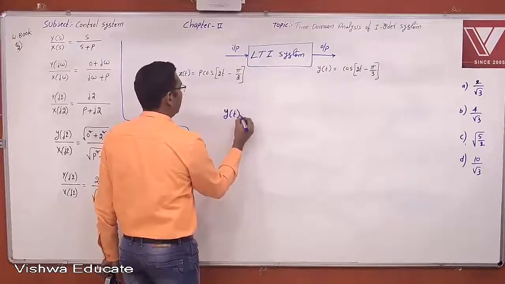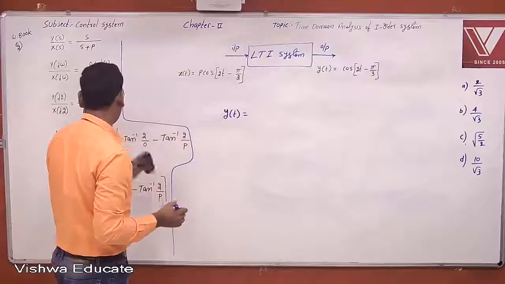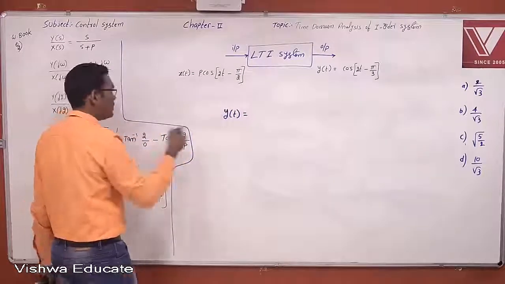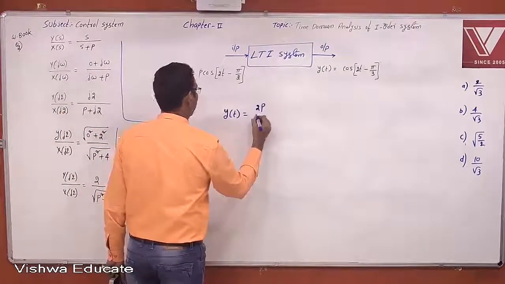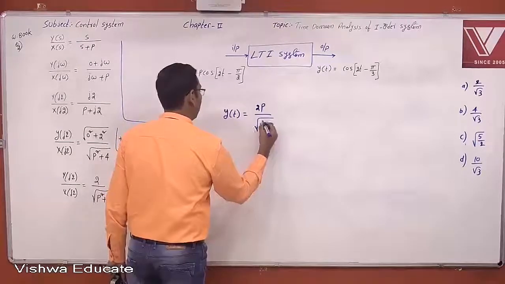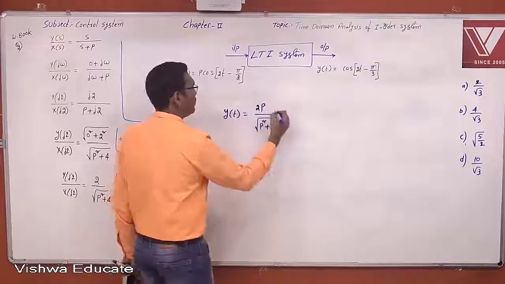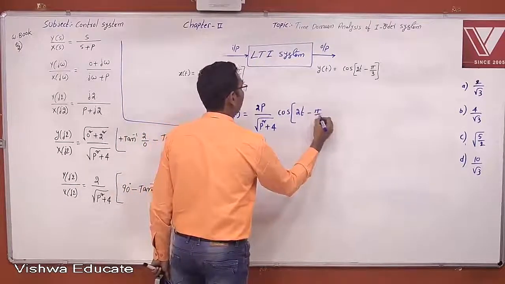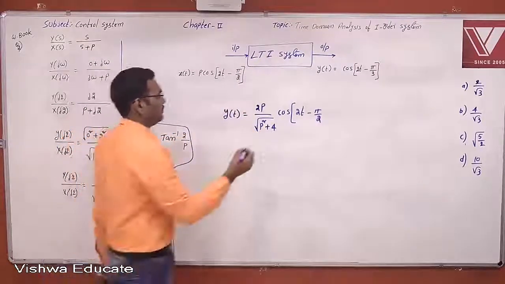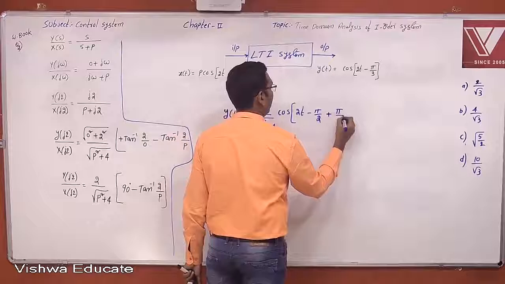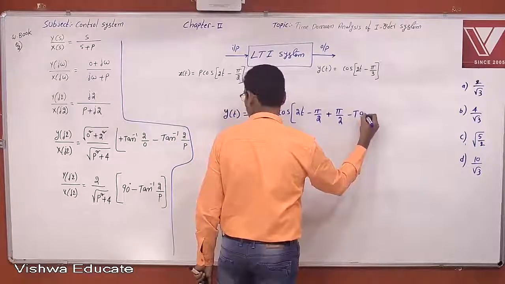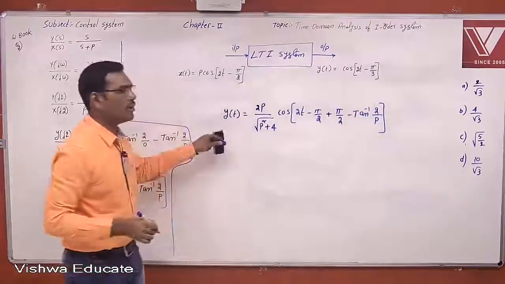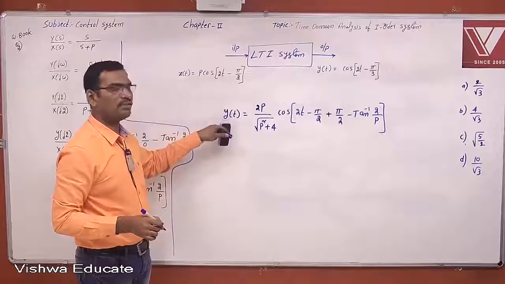y of t, which is equal to the output, which is nothing but same as the input, now this is input p, but now this is changing to p by square root of p square plus 4. Now the phase angle: cos of 2t minus pi by 2, plus 90 degrees, which is nothing but pi by 2 in radians, minus tan inverse 2 by p. Now the students, this is the output for a sinusoidal input. This is the sinusoidal response.